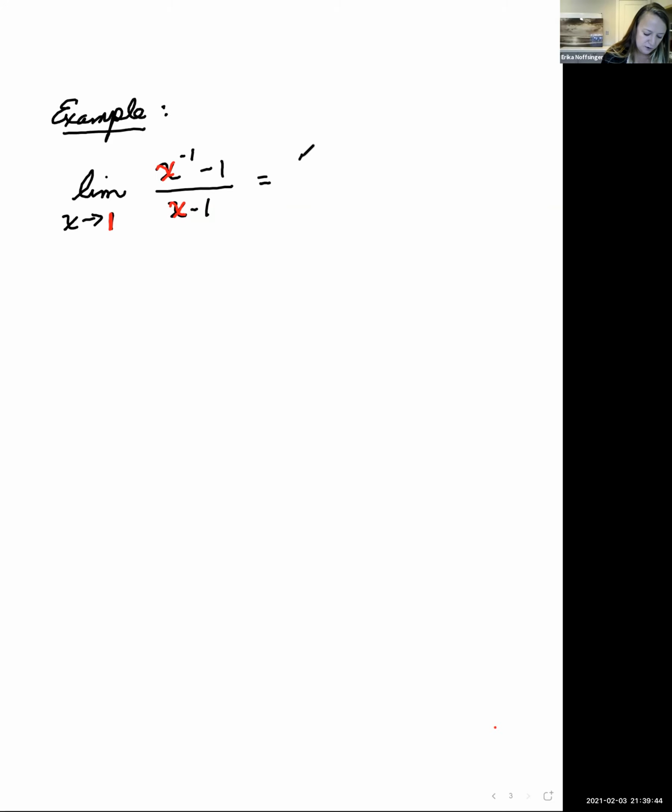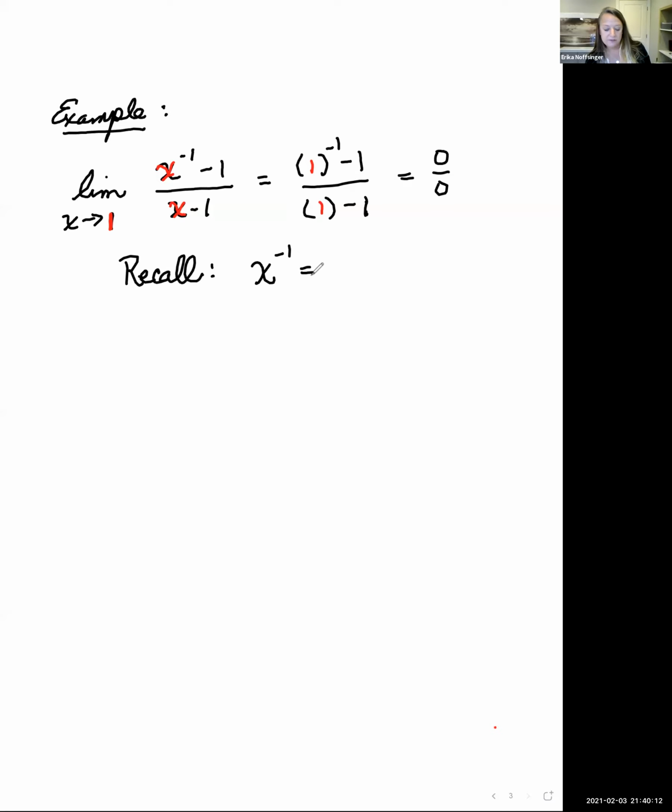If I plug in 1 in here, raise that to the negative 1 power minus 1, all over 1 minus 1. So this is equal to 0 over 0. Okay, so recall really quickly that this x raised to the negative 1 power, we can rewrite this to have a positive exponent. Since it's in the numerator, we can think of this as over 1. We can bring it down to the denominator to make it positive. So recall this is the same thing as 1 over x.